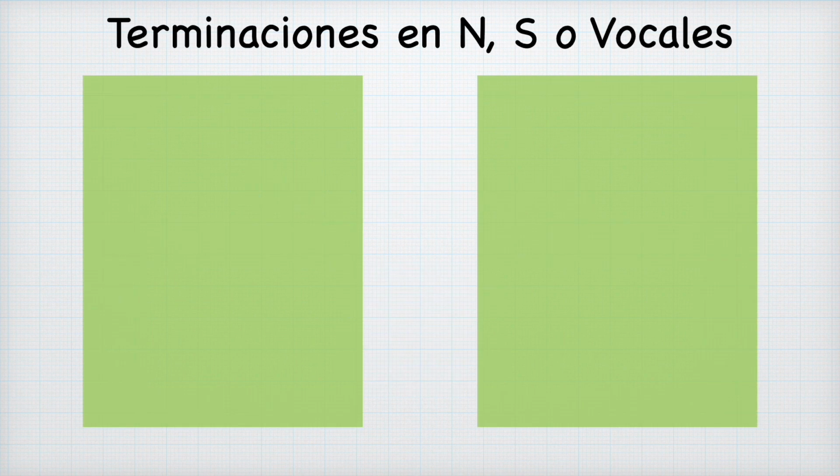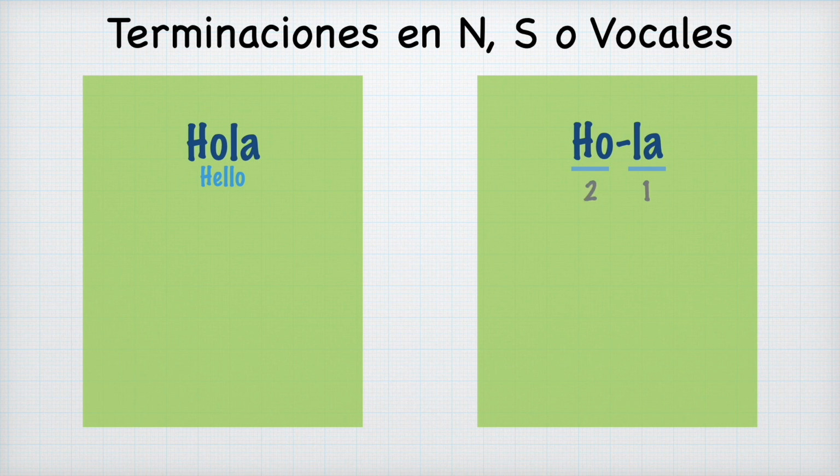Words that end in N, S, or a vowel will have the stress of the voice on the second to last syllable. And we will start counting the syllables from the end of the word. Let's look at some examples. We have the word hola. Hola, it means hello, and it has two syllables. La and o. La is the first syllable, o is the second syllable. Remember that the H in Spanish is silent.